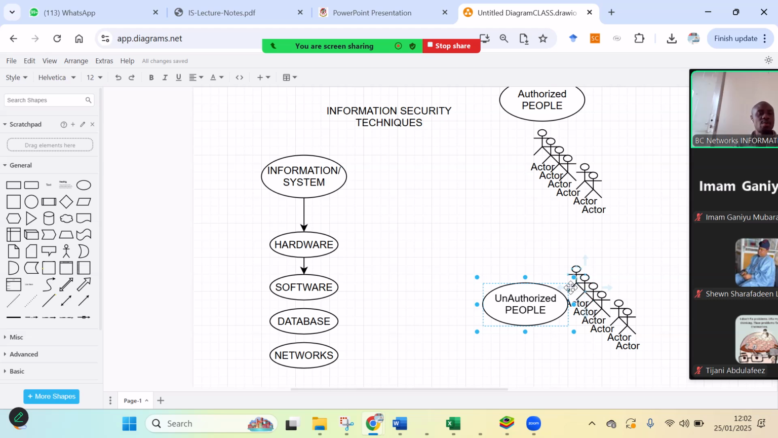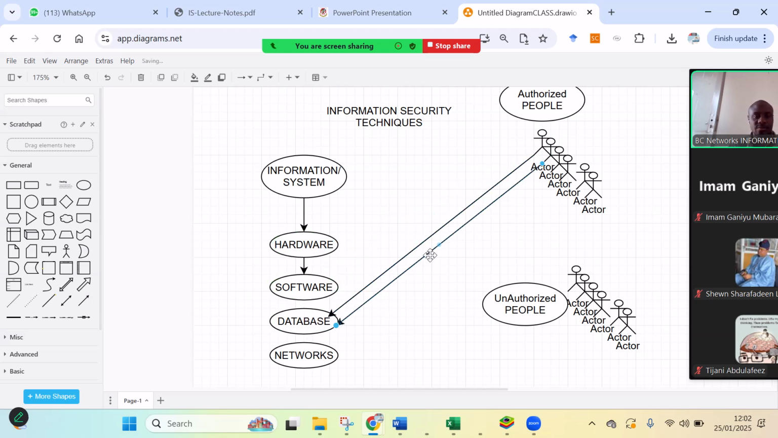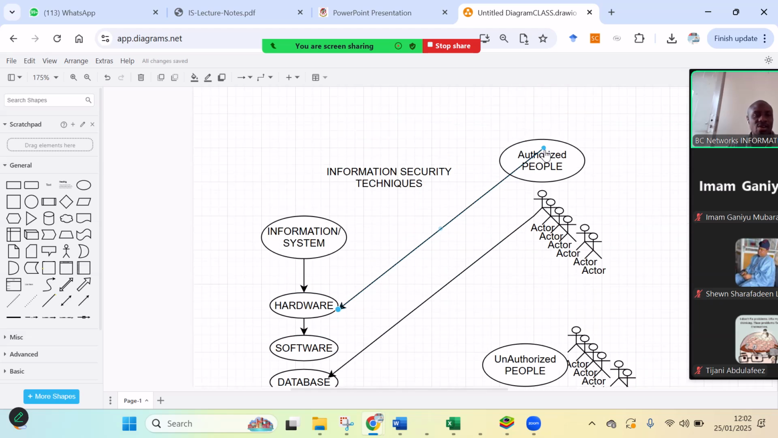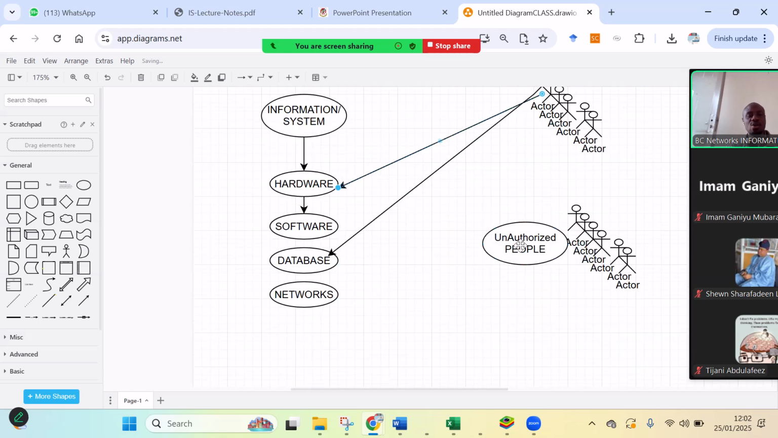Now, what do we mean by authorized people? That is how these people access the information systems. So we can have it in such a way that these people access the information systems by following the policy we define, or the database, or how they access the system hardware and other resources, which includes the database and what? And the network.